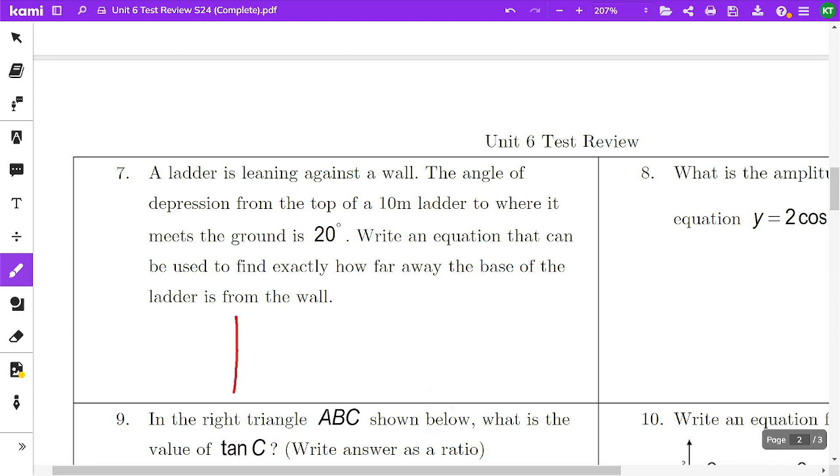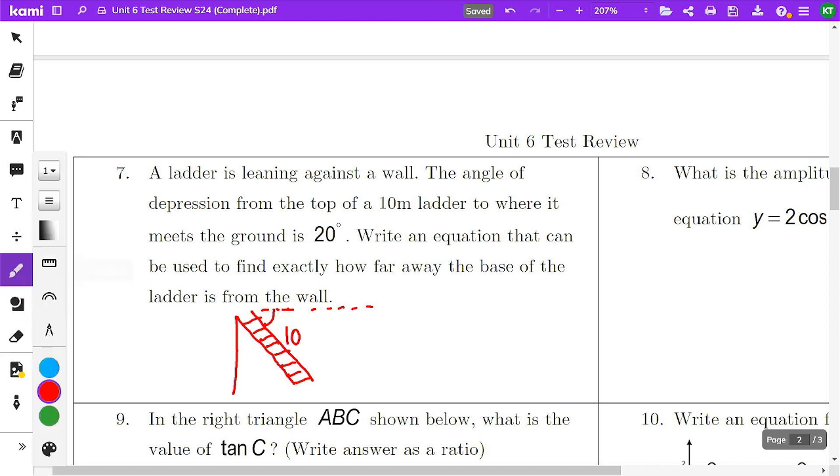So I have my wall here. Now I have my ladder. Looks cool. And the ladder is 10 meters, so 10. And my angle of depression, which is this angle here, is going to be x. Nope, actually it's not going to be x. It's 20. I'll do it in a different color. This right here will be 20 degrees. And then it's asking us how far away the base of the ladder is from the wall. So that would be our x down here.